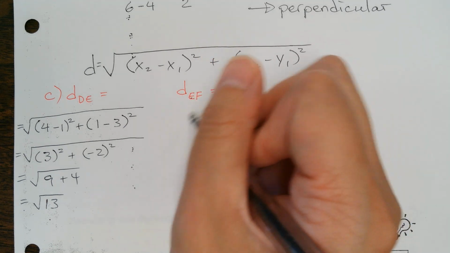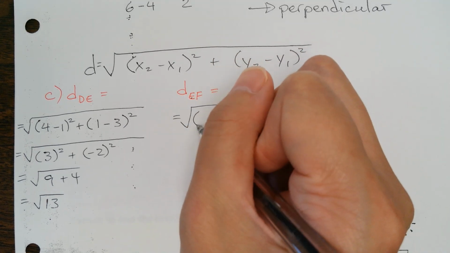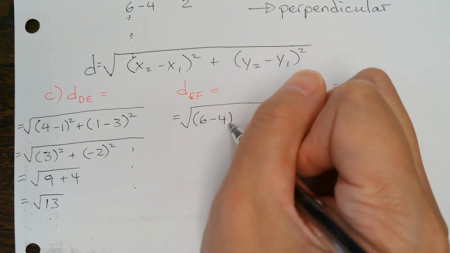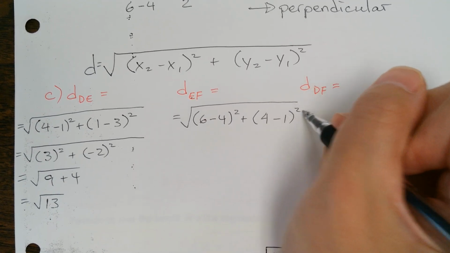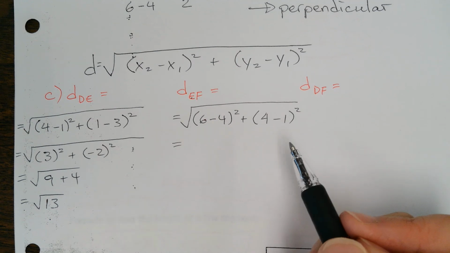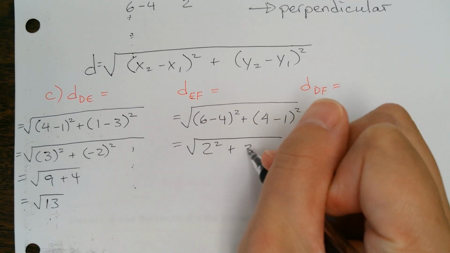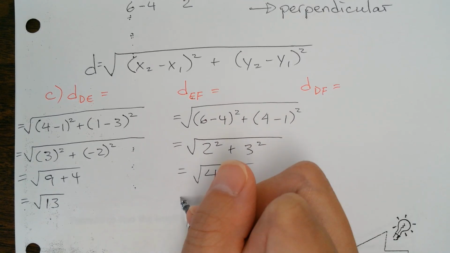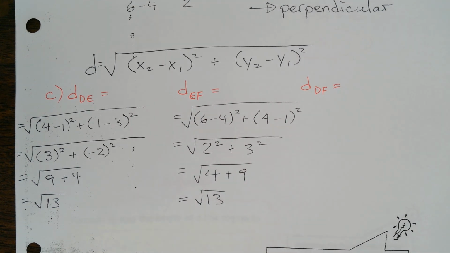All right, EF. Between E and F, so 6 minus 4, 4 minus 1. So 2 squared plus 3 squared, which is 4 plus 9, and I get square root 13. Okay.